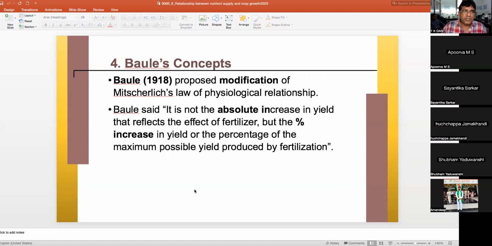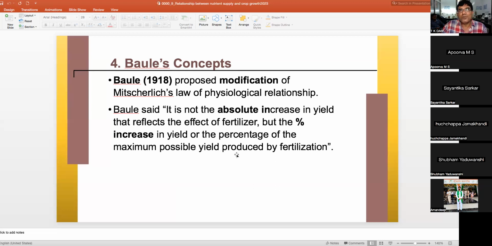Now, Paule's concept is also a theoretical concept. It has no practical application, but people try to understand it. Paule in 1918 proposed a modification of Mitscherlich's law of physiological relationship. Paule said it is not the absolute increase in yield, which was decreasing, that reflects the effect of fertilizer, but the percentage increase in yield, or the percentage of the maximum possible yield produced by fertilization.